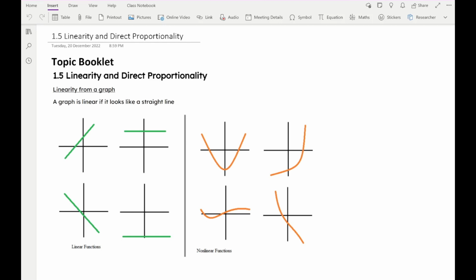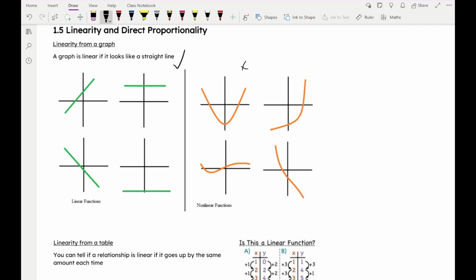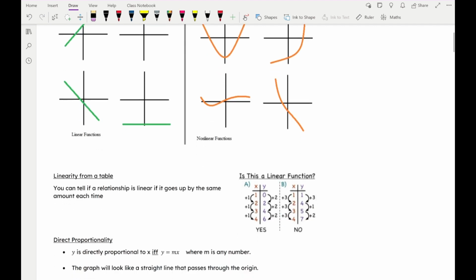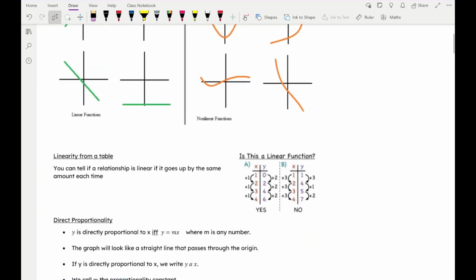In this video, we're looking at linearity and direct proportionality. So this topic will come up a lot, especially in subjects like physics, and it is pretty much what it sounds like. A graph is linear if it looks like a straight line. Great definition. So all these are linear, all these are not linear, for example. And we'll look at tables of numbers eventually, but for now, all we need to know is a straight line.